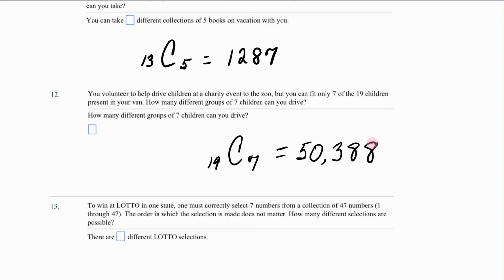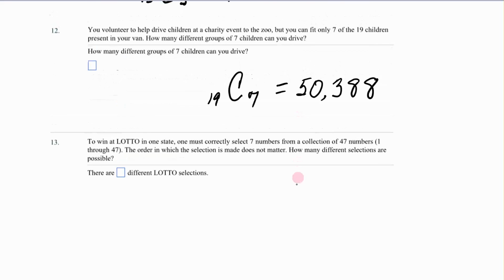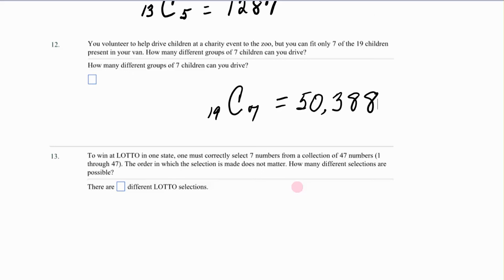Okay. Well, I think, no, this isn't our last one. I seem to have lost number 14. I'll look at it. It says, to win at Lotto in one state, one must correctly select 7 numbers from a collection of 47 numbers, 1 through 47. The order in which the selection is made does not matter. Immediately that says it's a combination. How many different selections are possible?